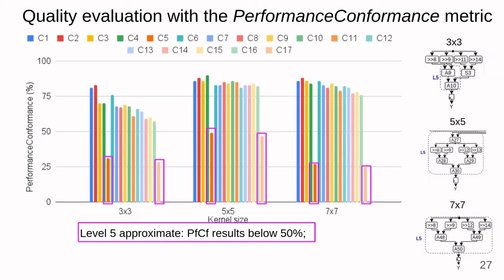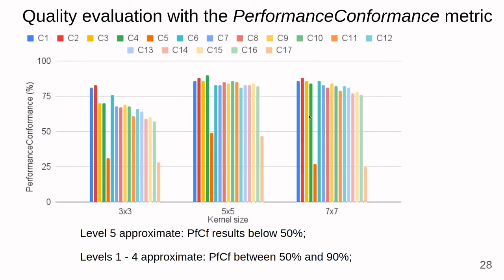The results being displayed were limited to just 7 cases, as all results with level 5 approximated are very close and are below 50%. The poor quality results happen because the shifts are being performed before the adders in level 5, as we can see on the right. For levels 1 to 4 approximated, the performance conformance results were between 50 and 90%, showing that approximating those levels did not impact significantly the quality of results.